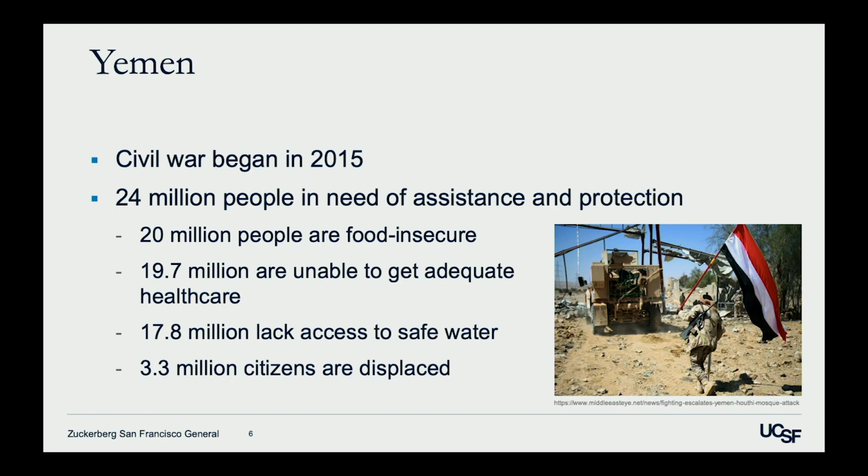24 million people, which is 80% of the population in Yemen, are in need of assistance and protection. 20 million people are food insecure. 19.7 million are unable to get adequate health care. We were just listening in the debate that health care should be a human right. 17.8 million lack access to safe water. Can you imagine not being able to trust the water you're drinking? 3.3 million citizens are displaced.